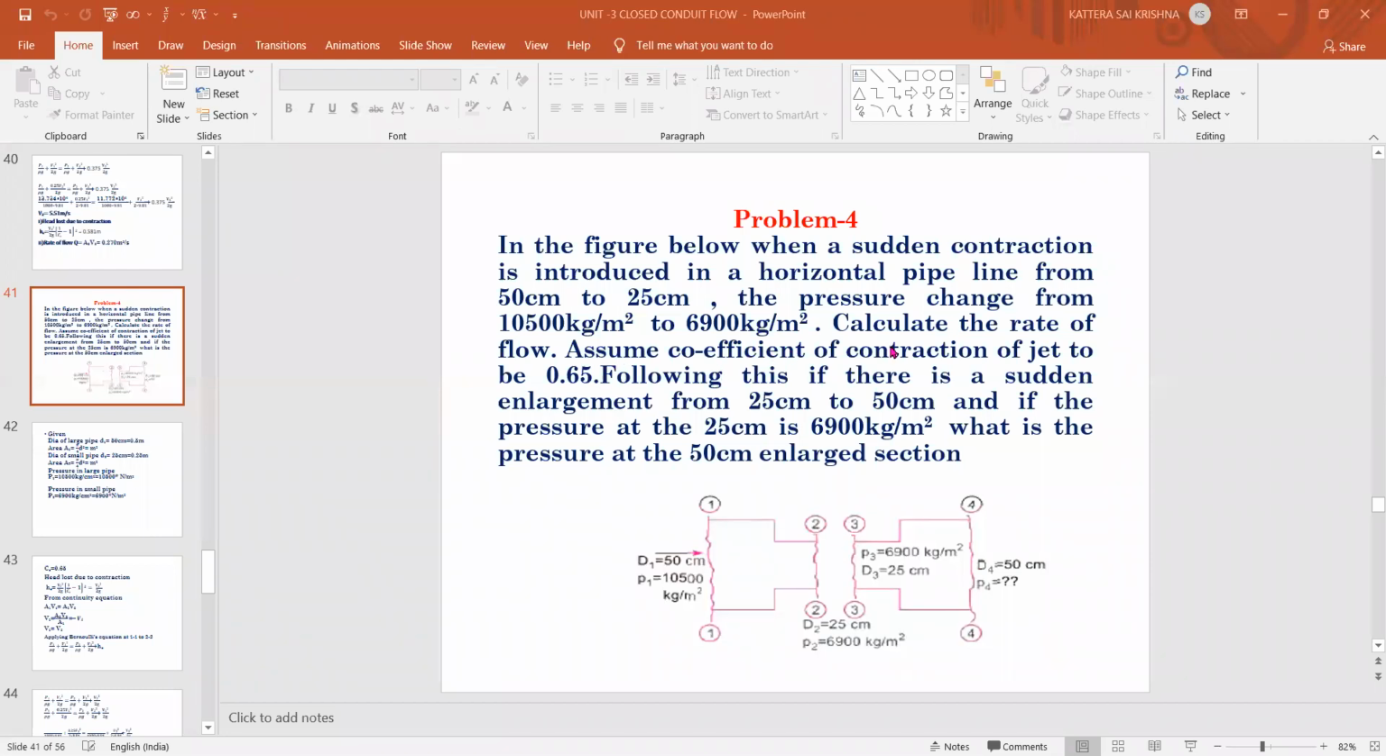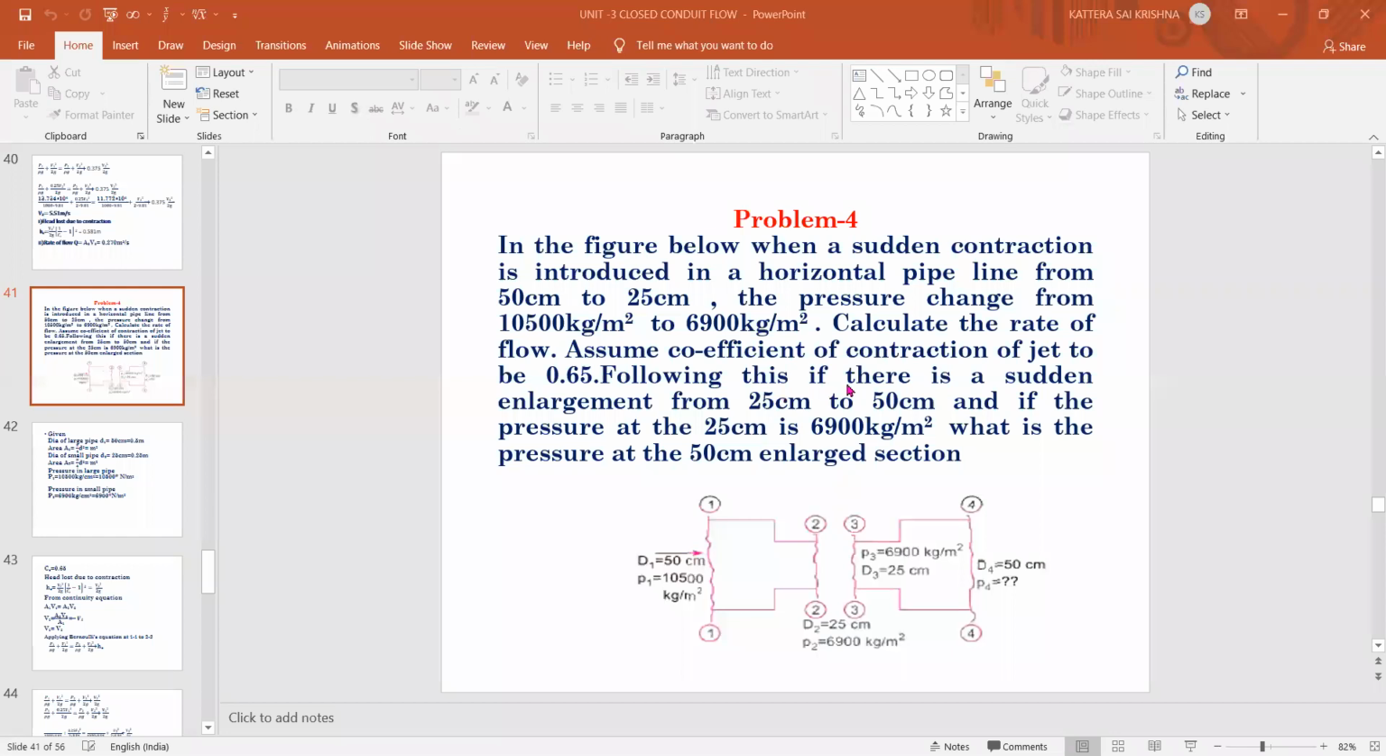Assume coefficient of contraction. Since two things are there, one is enlargement, one is contraction, the coefficient of contraction is given, that is 0.65. So we need to use the contraction formula, that is hc equal to v2 square by 2g into (1 by Cc minus 1) whole square. That formula we have seen yesterday, and we need to use it.